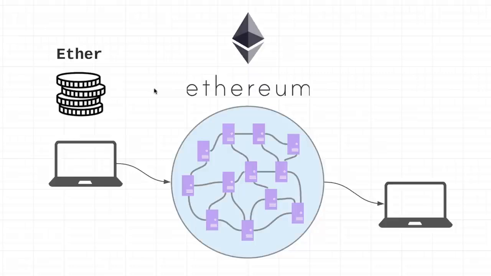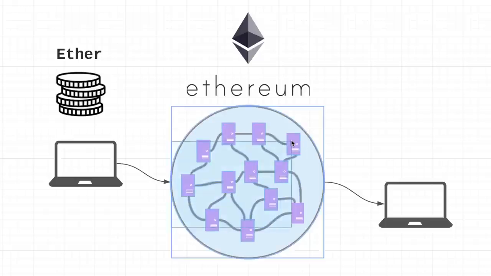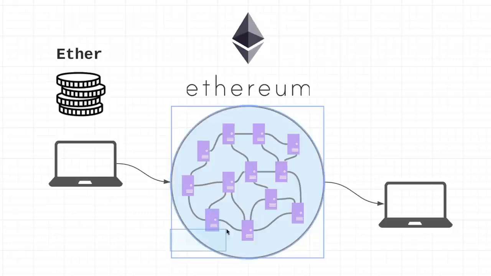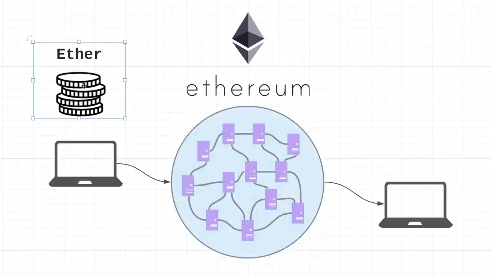Now the last thing that I want to touch on in this video is how is Ether created? Or in other words, where does it come from? So whenever new Ether is created, it's distributed to the nodes in exchange for their help in participating and securing the network. However, when new Ether is created, it is not just split up and distributed evenly to all nodes. The new Ether is distributed to one node at a time through a process called mining.